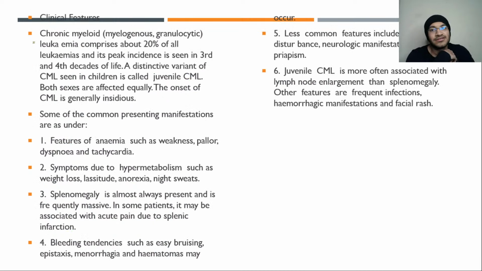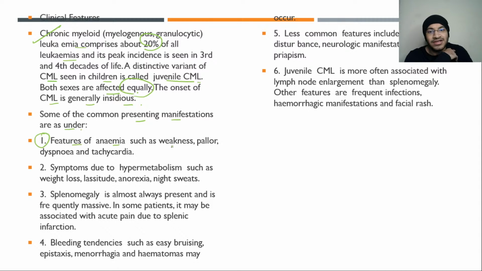Then clinical features. Chronic myeloid leukemia comprises about 20% of all the leukemias, and its peak incidence is seen in the third and fourth decades of life. A distinctive variant of CML is seen in children called juvenile CML. Both the sexes are affected equally, and the onset of CML is generally insidious. Some of the common presenting manifestations are as under.